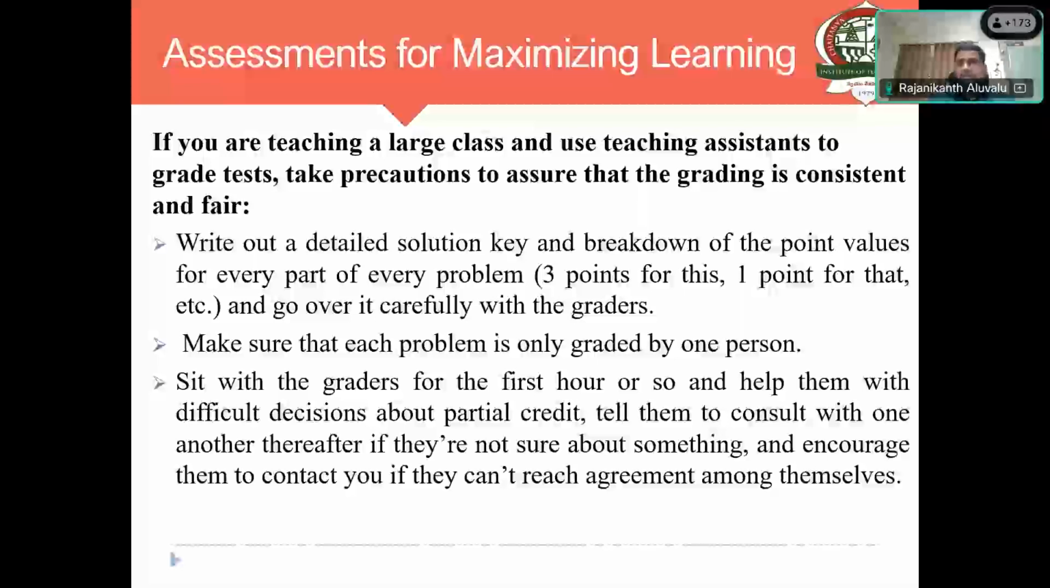So in that case, as a faculty member, as a professor, you always need to look at and verify whether your teaching assistants are doing the right job, right? This is very much required. Otherwise, students might get an injustice as well.